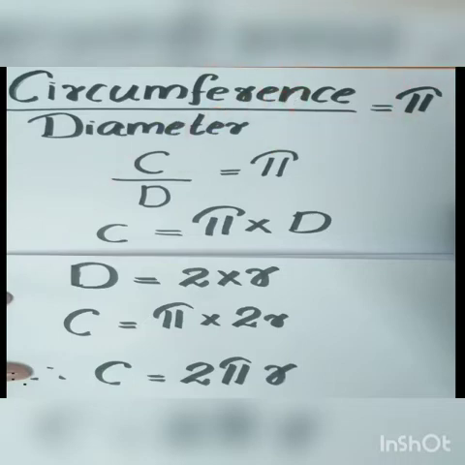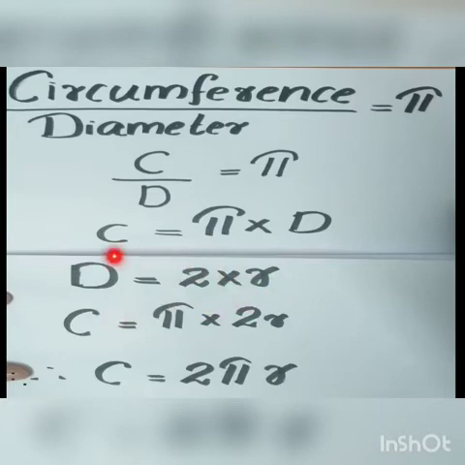Here C is the circumference and D is the diameter. So from that you can find C. C means circumference. What is it? Pi into D, where D means diameter. When we express it in terms of radius, what is it? D is 2 times the radius, isn't it?